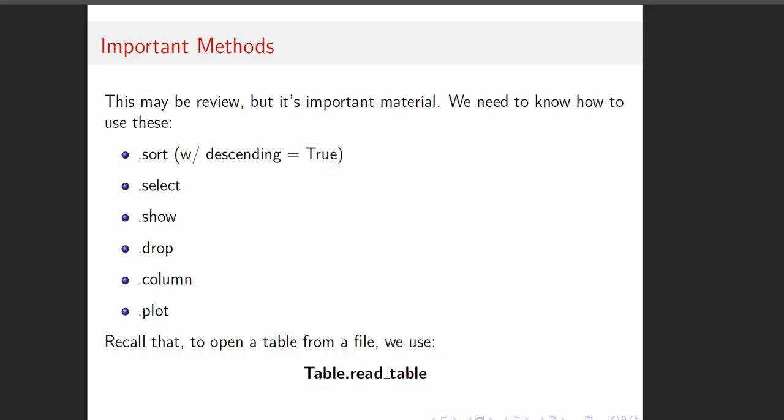Okay, just to pause for a second, we have gone over some important material here, and dot sort, dot select, dot column. Remember, dot column and dot select are very similar, except the output from select is a table, and the output from dot column is an array. So whenever I need to do mathematics, I pull the stuff out as an array using dot column. And dot drop and dot plot. And we talked about this one. It's really important to remember that table.read_table will actually load a table from a file.